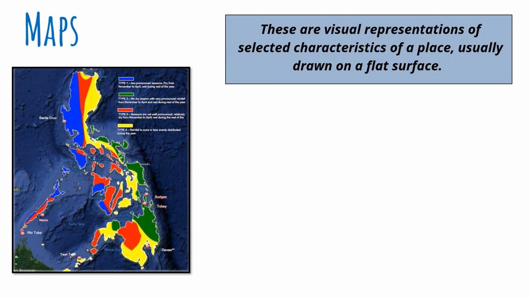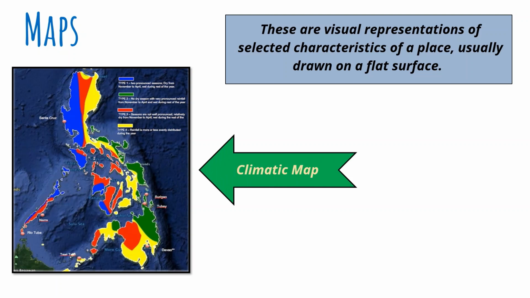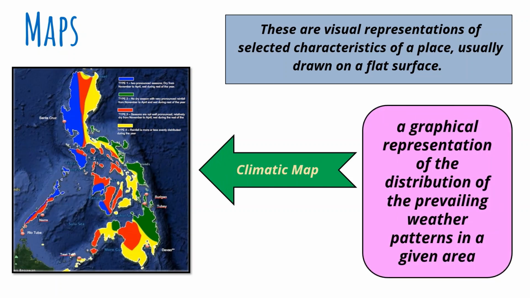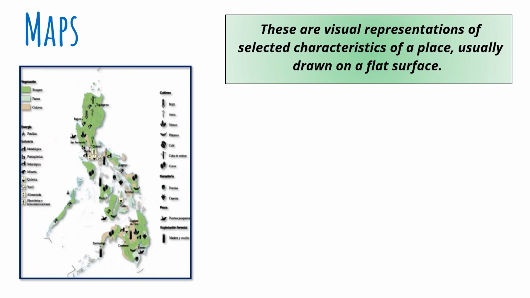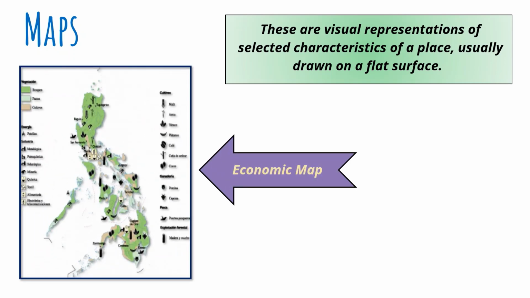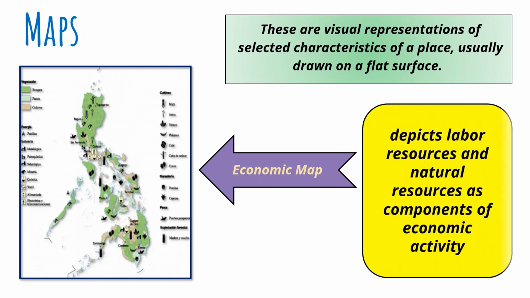The next type of map is called a climatic map. It is a graphical representation of the distribution of the prevailing weather patterns in a given area. The last type of map is this. It is known as an economic map. This depicts labor resources and natural resources as components of economic activity.